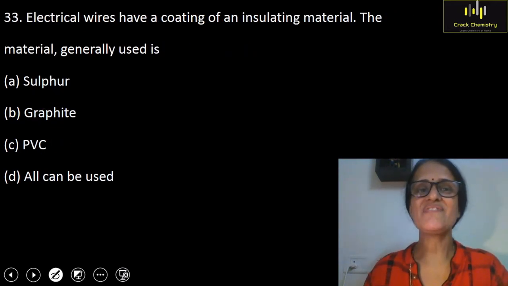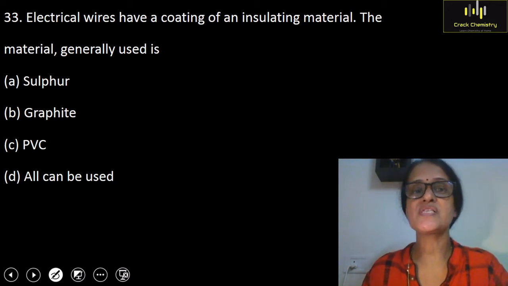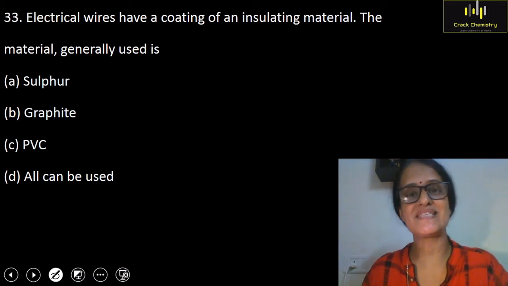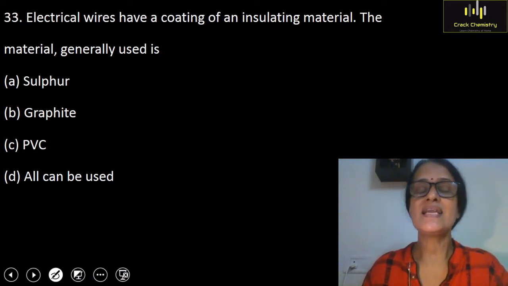Next question. Electrical wires have a coating of an insulating material. The material generally used is. You have been given 4 options. First option is sulfur. So children, first we will see what is the purpose of coating the electrical wires with an insulating material. So we know that as electrical wires are made up of metals, they are good conductors. So to prevent a person who comes in contact with the wire from an electric shock, electrical wires are coated with an insulating material. So what should be the characteristic of insulating material?